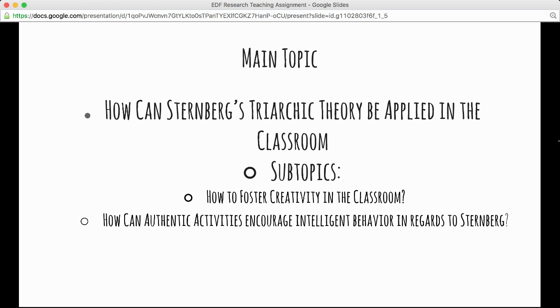Our main topic today will be how can Sternberg's Triarchic Theory be applied in the classroom? After we discuss Sternberg's theory, we'll talk a little bit more about fostering creativity in the classroom and how authentic activities can encourage intelligent behavior in regards to Sternberg's theory.